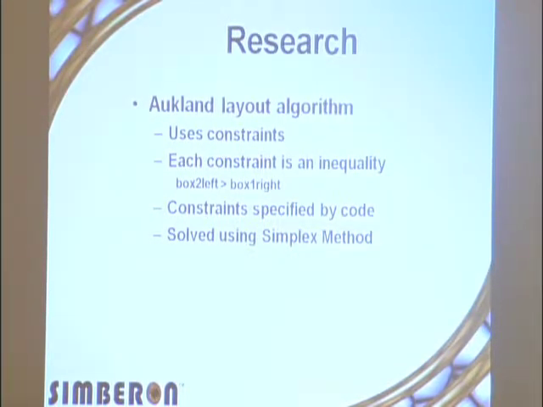So for instance, I want the right side of this control to be greater than the left side of that control. Or I want the right side of my control to be greater than the left side of my control. And you come up with a whole series of inequalities. And in addition, you put in what they call an optimizing function, which is a function that computes a value, and you want to try to minimize that value or maximize the value.